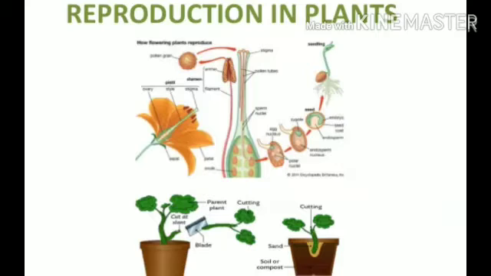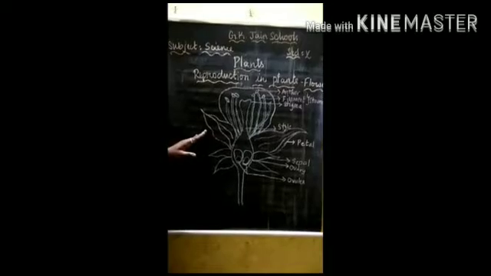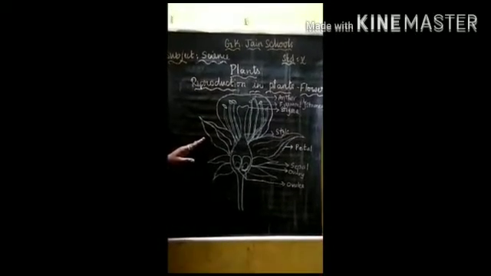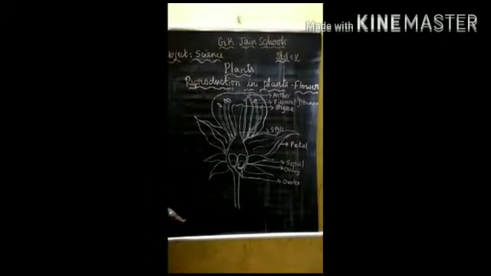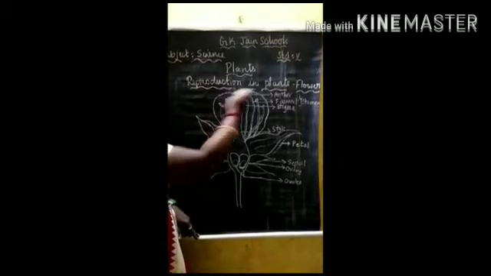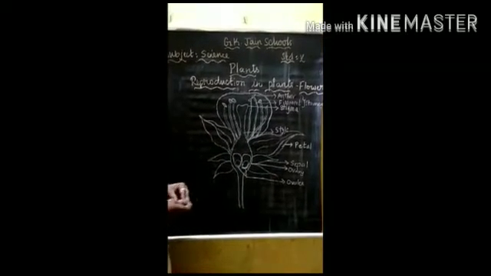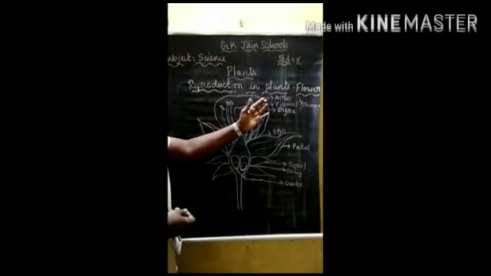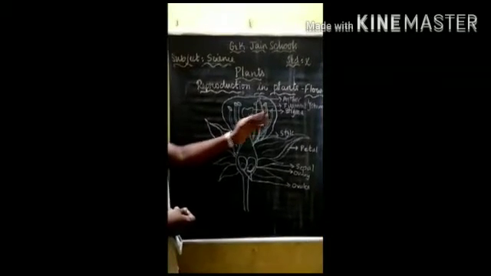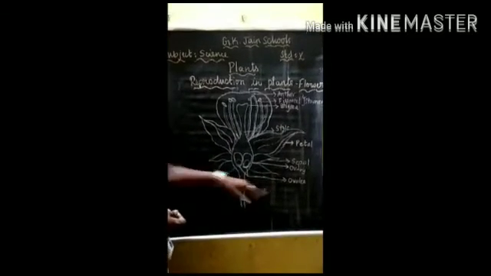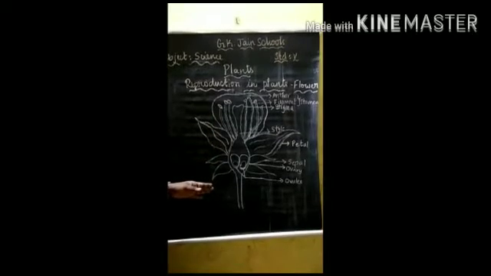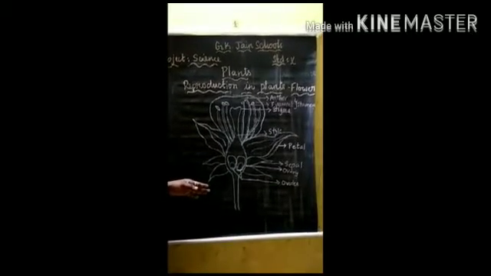Both animals and plants reproduce. I'll explain to you. Here, the flower is the reproductive part of the plant. Now, we are going to see about the parts of the flower. This is the structure of the flower. Here, we can see the anther, filament, stigma, style, petal, sepal, ovary and ovules. These are the parts of the flower. Let me explain in detail.